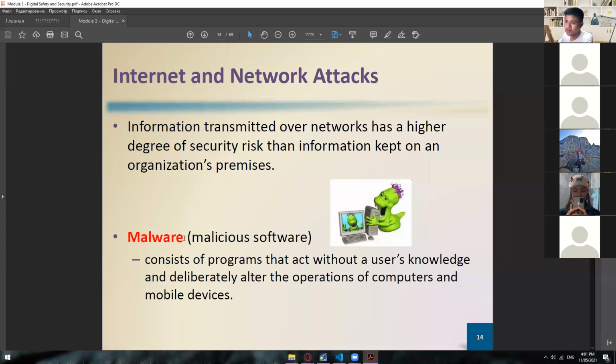Let's now proceed to the next one, which is malware. Maybe the word that you guys are saying is virus. We have a lot of viruses, but it's not like that. The main category is malware. Virus is just one type under this category. Malware, or malicious software, consists of programs that act without the user's knowledge and deliberately alter the operations of computers and mobile devices.